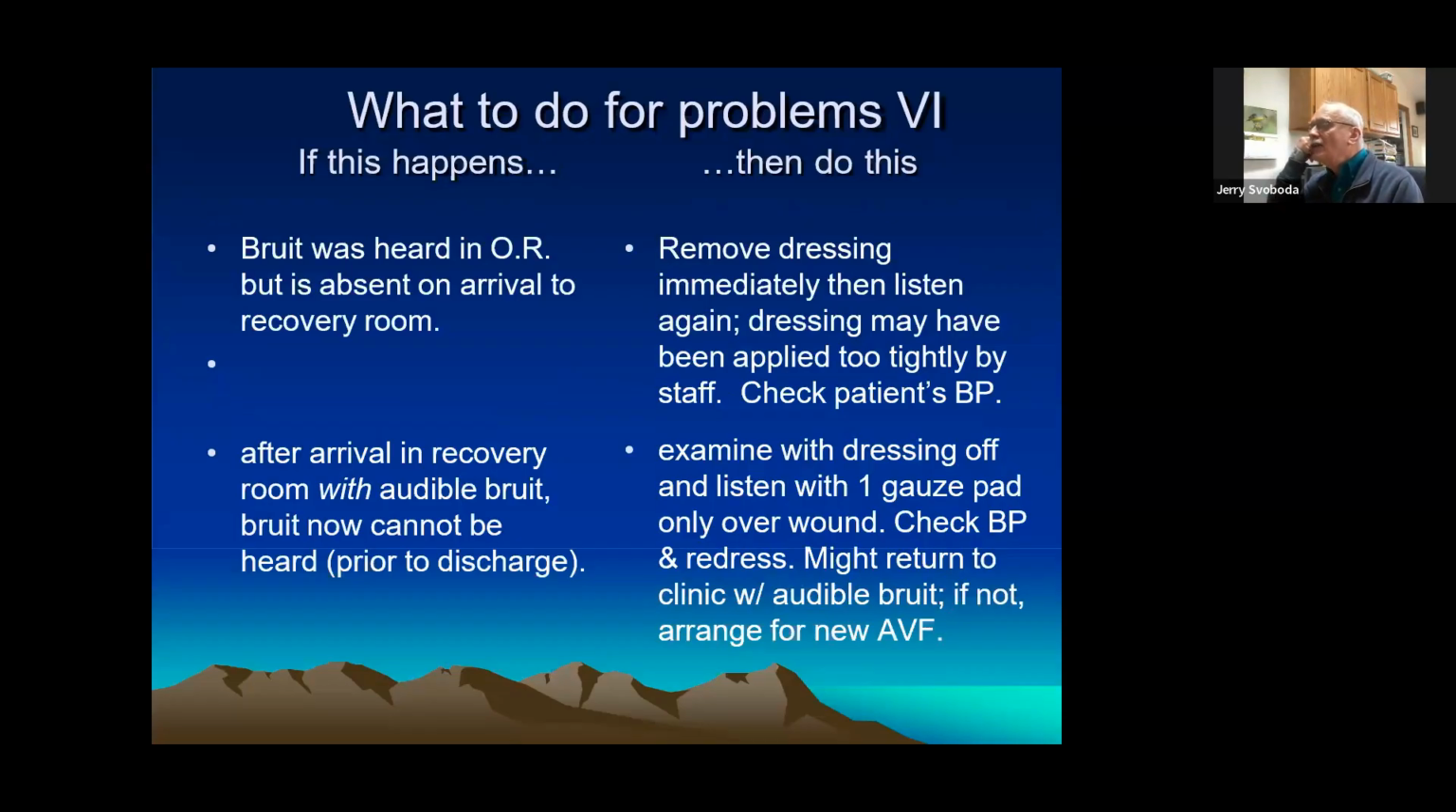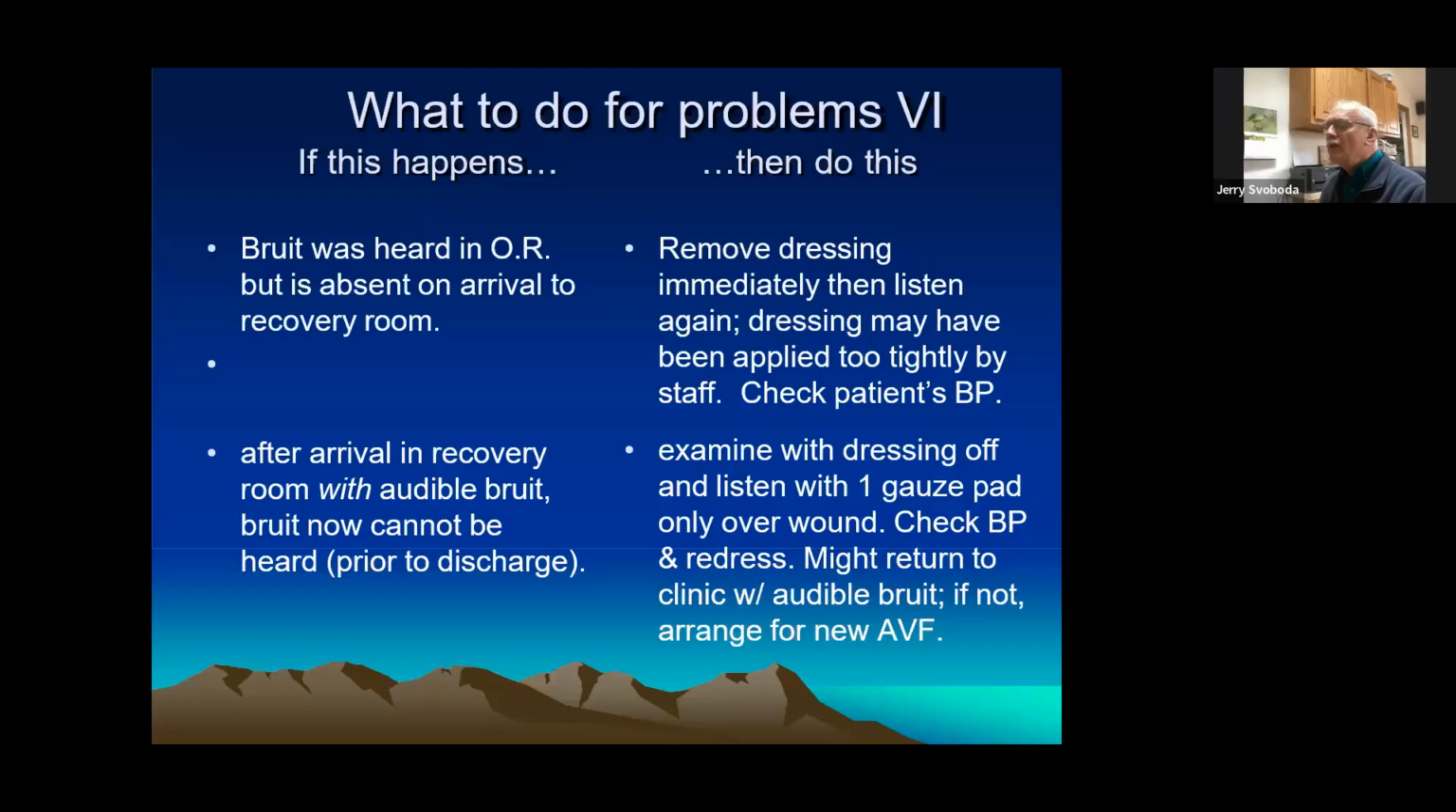Remove the dressing. That's usually the problem. Somebody put the dressing on too tight. Check the patient's blood pressure. Is their blood pressure good enough to support an AV fistula, or have they dropped their blood pressure for some reason? After arrival in the recovery room you hear the bruit, but now they're ready to go and you can't hear it.